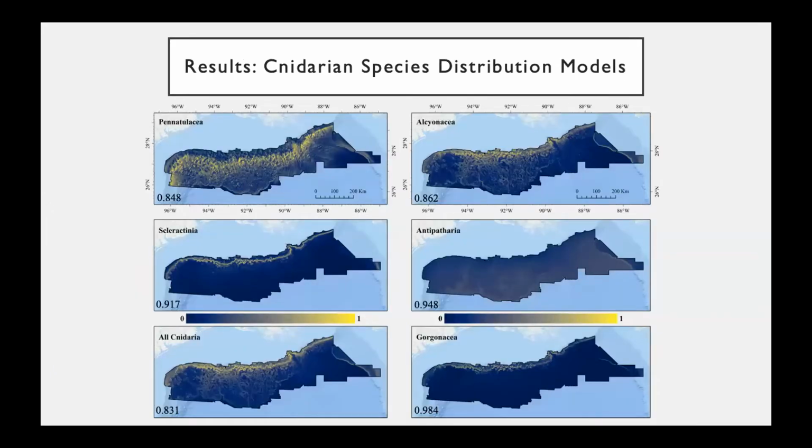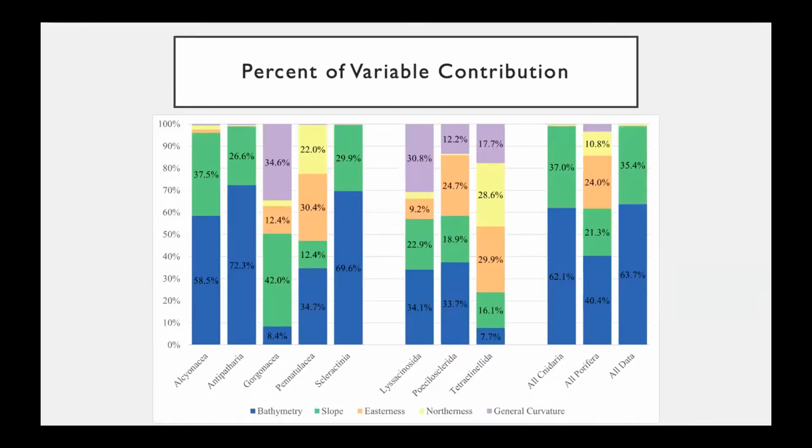And here we can see the results for the Cnidarian order species distribution models. Again, a lot of variation between the different order preferences, with Scleractinia being very concentrated on that continental shelf, and then Pennatulacea and Alcyonacea being a little bit more spread out along the continental shelf. For the most part, the percent of variable contribution was predominantly bathymetry and slope, although the Gorgonacea and Tetractinolicida orders were a little bit more spread out and even with the other environmental variables we did use.